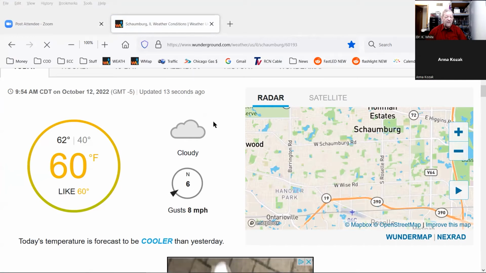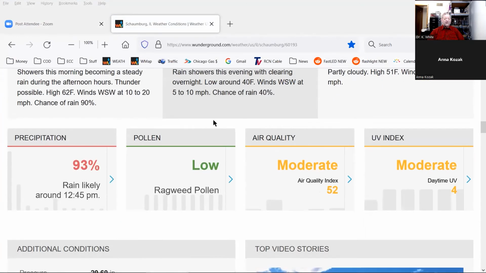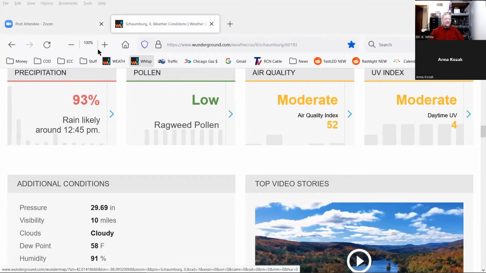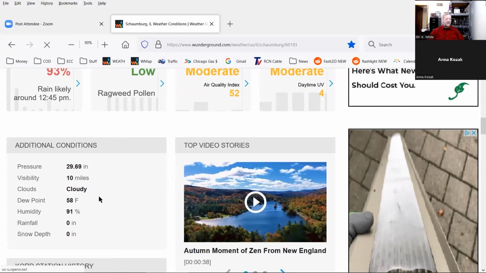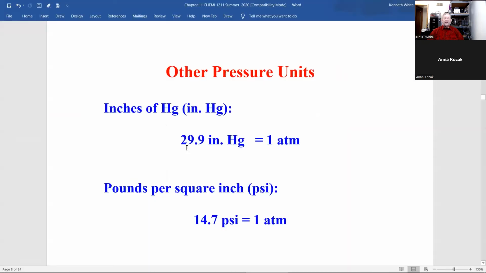I live in Schaumburg, so this is mine. If we scroll down, scroll up a little, you'll see the pressure right now where I live is 29.69. And if we go back to the slide I just showed you, at sea level, which Chicago and Schaumburg and Glen Ellyn essentially are, it's 29.9. How come it's lower? Well, there's a storm that just went through.